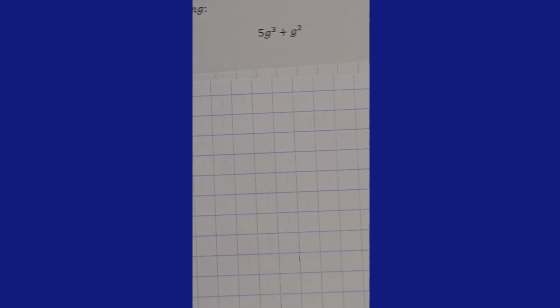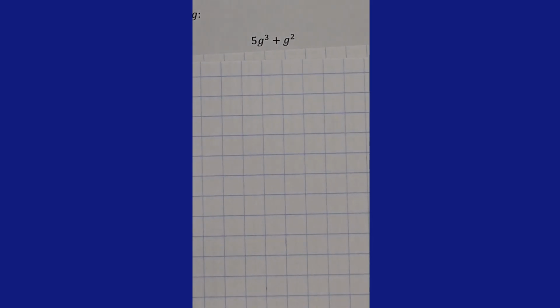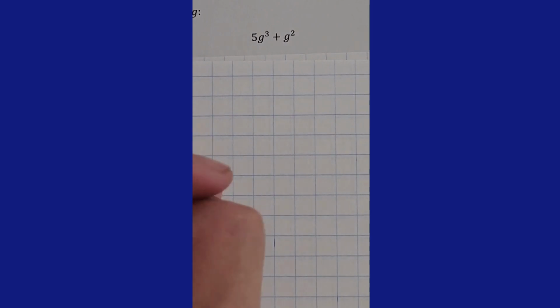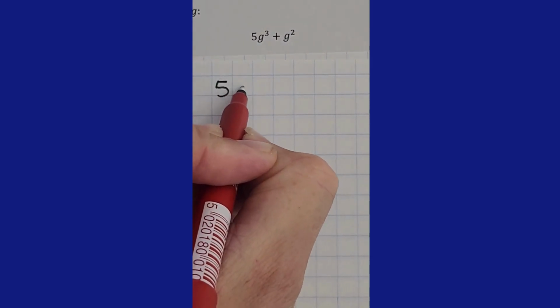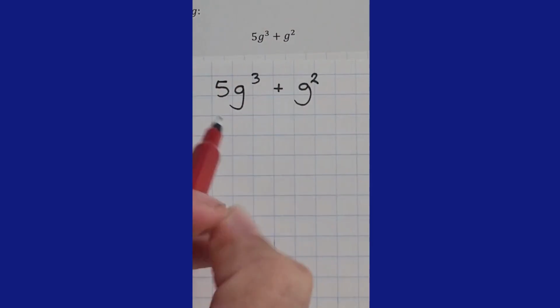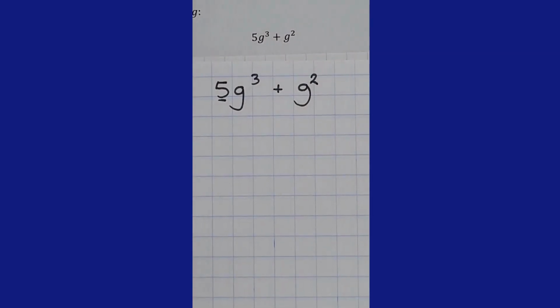I think it's easier, but I don't want it to catch anybody out. What if we've got 5g cubed plus g squared? So we're looking to factorise this expression, 5g cubed plus g squared. Well, if we look at the numerical coefficient, I've got a 5. There's no other number in the second term, so I can't take out any factors that are greater than 1, so I can't take any numerical factors.